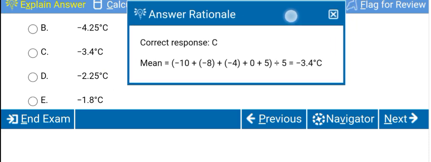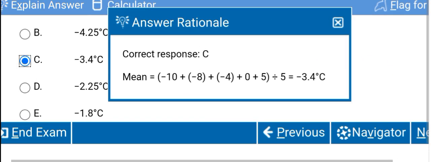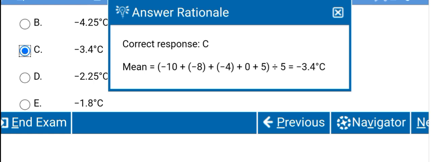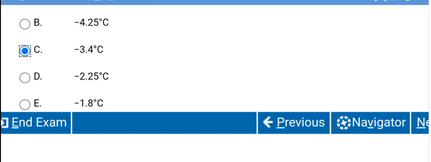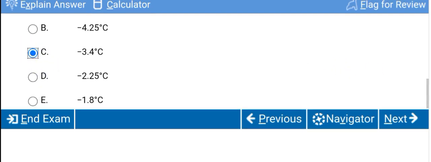So the correct response is option C. The mean is minus 10 plus minus 8 plus minus 4 plus 0 plus 5, divided by 5, equals minus 3.4 degrees centigrade. So that's how we can say the correct response is option C.